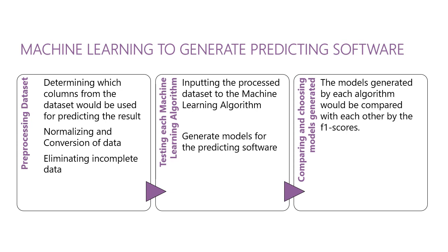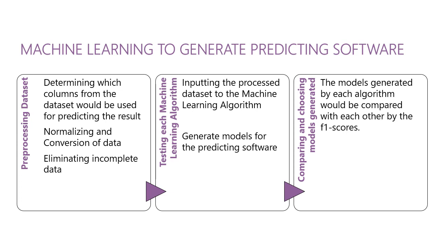So here are the steps in generating the machine learning model in detail. For pre-processing, we determined the columns from the dataset that would be used for predicting the result. We normalized and converted some of the data. For example, we converted the yes or no data into ones and zeros and encoded the other more complicated data in the dataset. We converted all of that data into numerics. We also eliminated unnecessary data, like incomplete data in a column and data that we think we don't need for the algorithm.